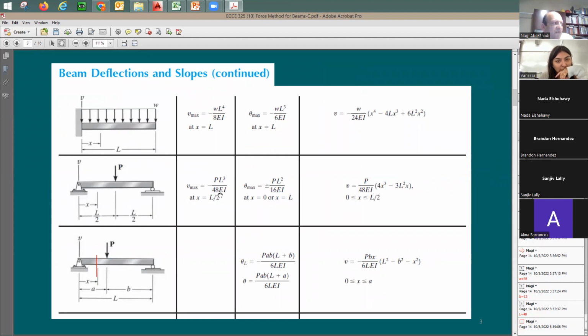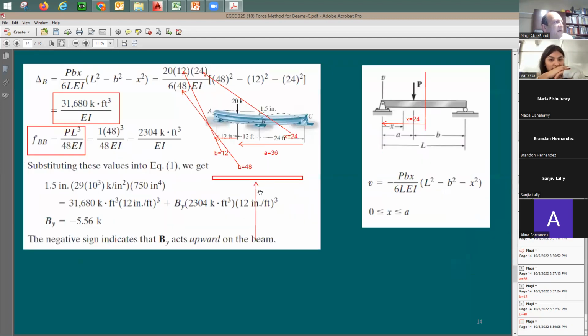PL cubed divided by 48 EI. Point load in the middle of a simply supported beam, and deflection right in the middle is going to be equal to PL cubed divided by 48 EI. So I'm going to go here. Here we go, PL cubed divided. Yeah, this is going to be the same equation, right? We have supports here and there. Here is P, 1 kip. Just going to be applying 1 kip. 48 cubed, the span cubed, divided by 48 EI. And here we go.